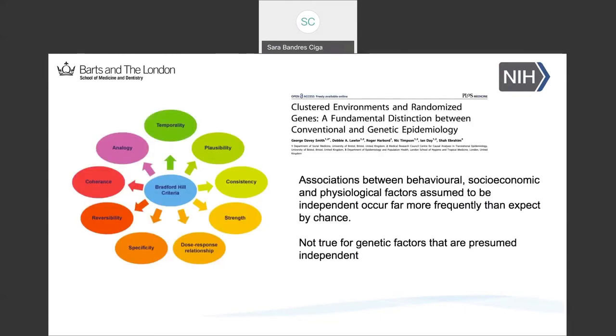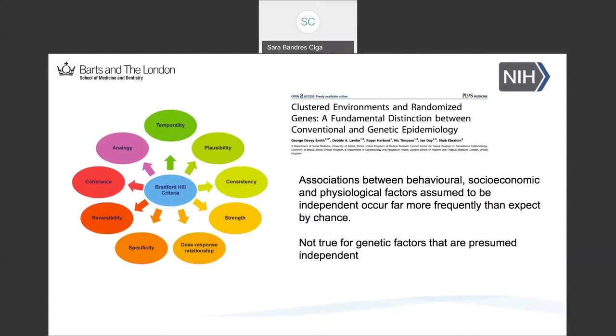And it's true, if you do observational studies, things cluster together. So biological traits, physiological traits, psychological traits, socioeconomic traits, they cluster together. So you see associations between things far more than one would expect by chance.